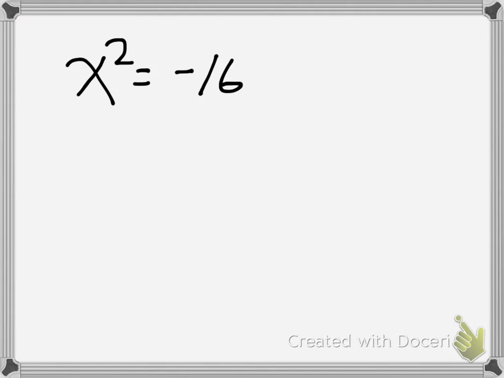Start off very, very basic. x squared equals negative 16. Since the quadratic term, the x squared, is already all by itself, there's nothing else to it, we can start working right away.